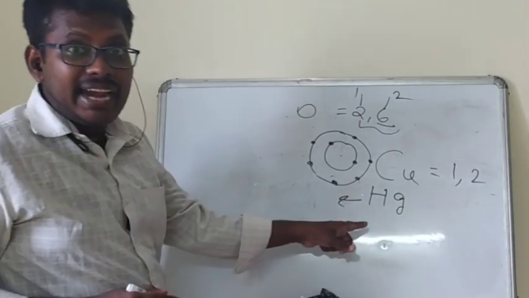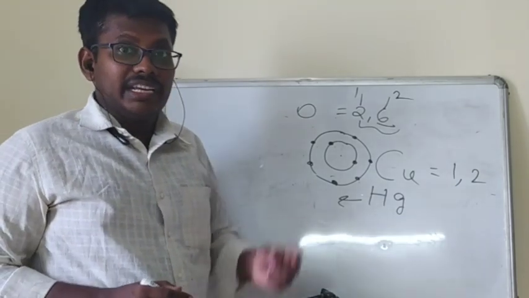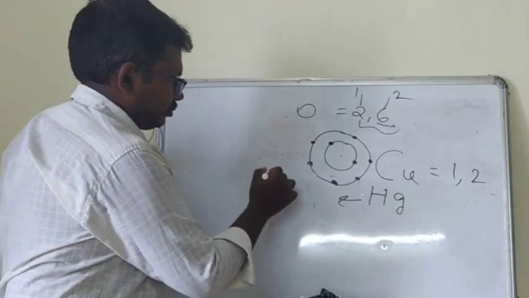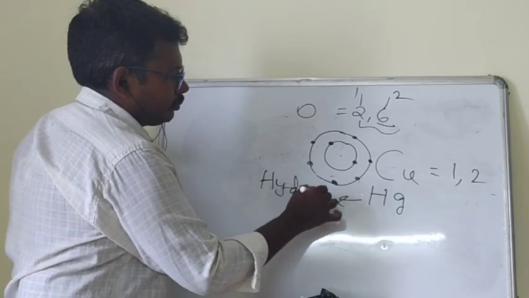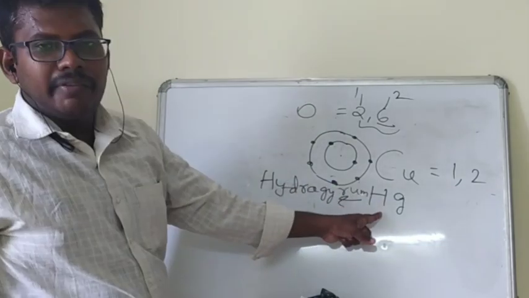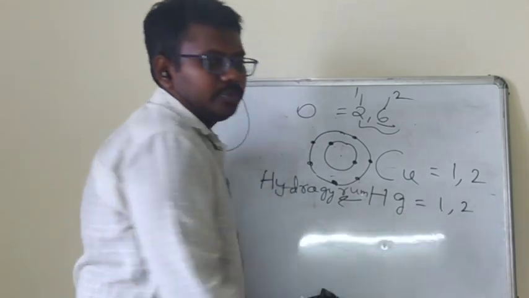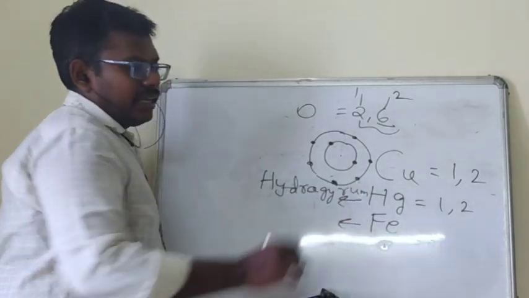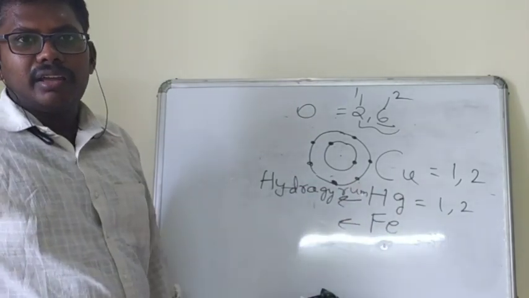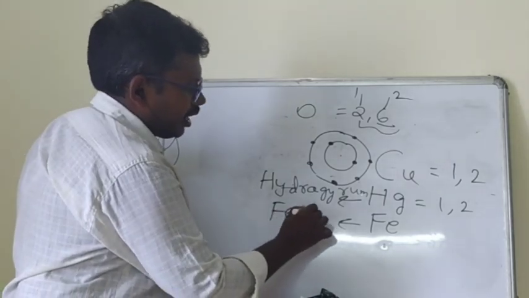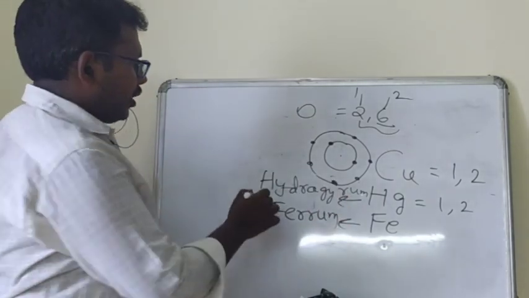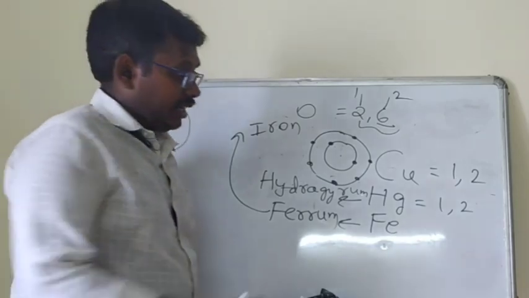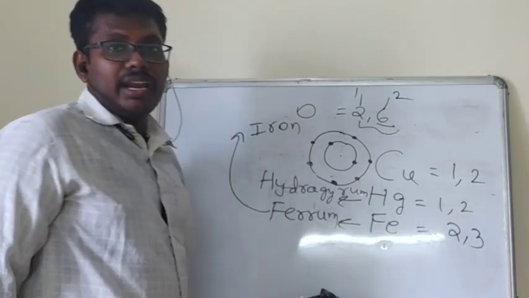Hg you already studied in the Latin names. Hg is the Latin name, but the normal name is mercury. It also has variable valency, 1 or 2. Now coming to the last one, Fe. You already know Fe. What is the Latin name of Fe? Ferrum. The normal name is iron. It also exhibits variable valency. The valency is 2, 3.